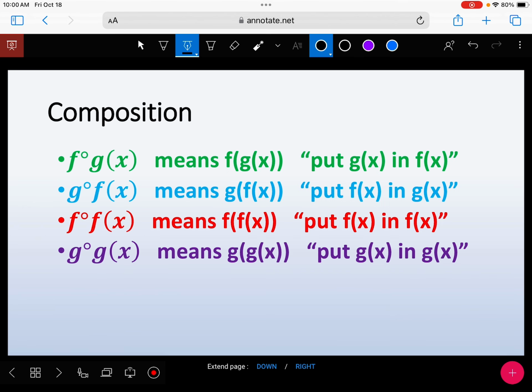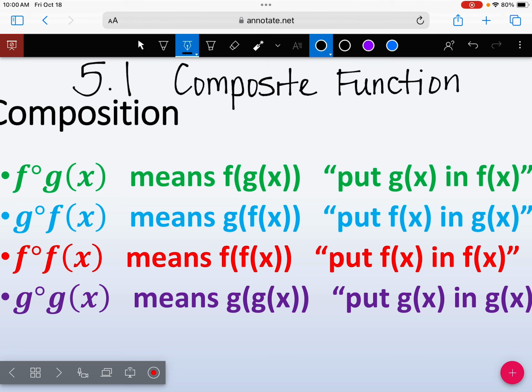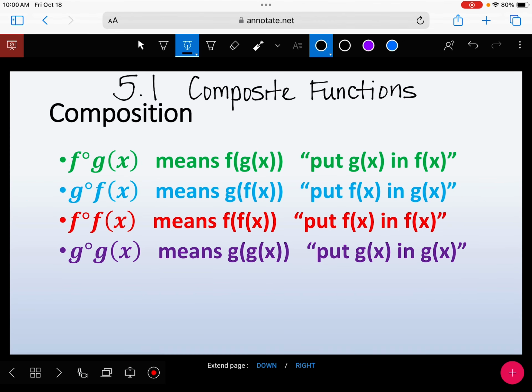So let's begin 5.1. 5.1 is over composite functions. Feel free to take a moment, if needed, to record the different meanings of each composition.